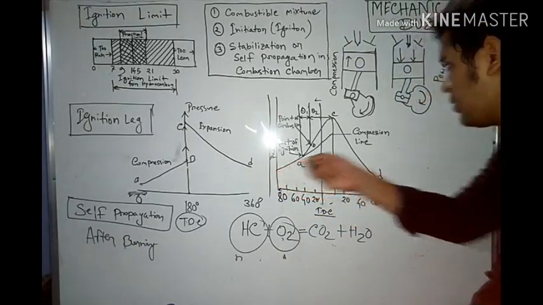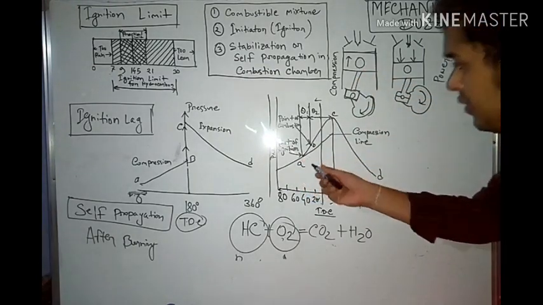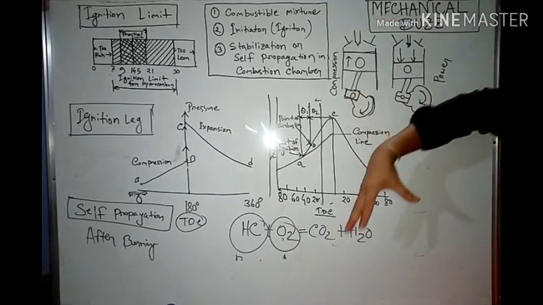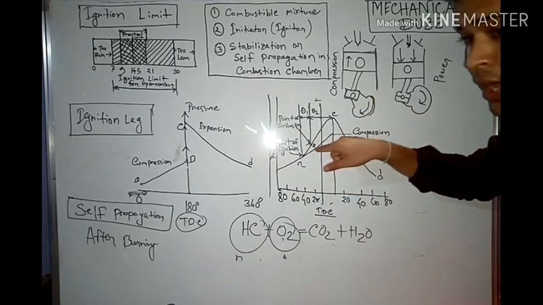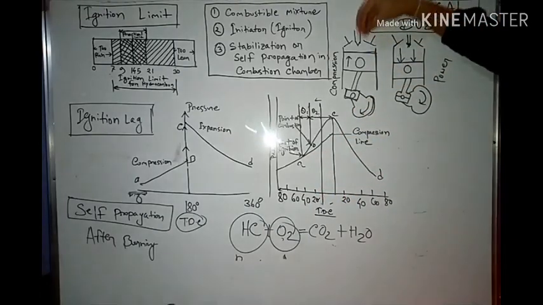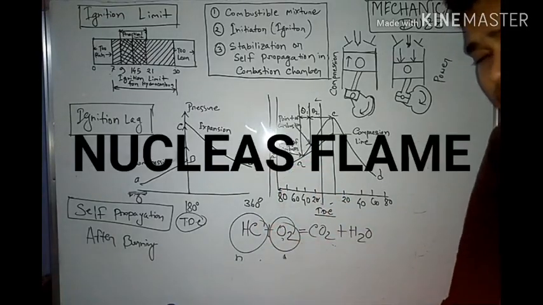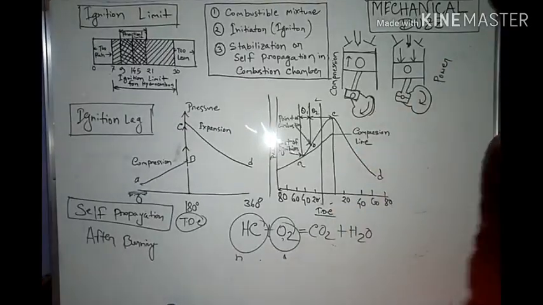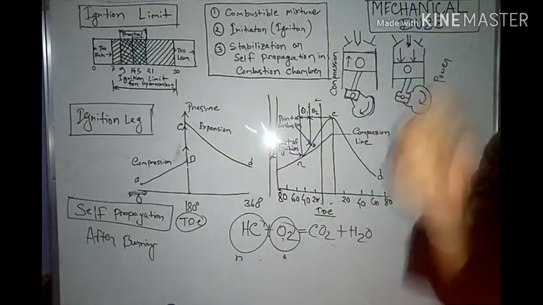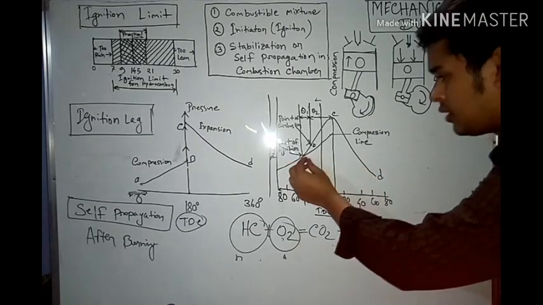So the compression is taking place, and the piston is going up and up, and the pressure is increasing, and at this point the spark plug sparks and ignites. Yes, at the point A that I denoted here, the spark takes place in the spark plug. And what happens here? The nucleus flame is the first flame that occurs from the spark plug, starting from here, and the flame gets wider and wider.